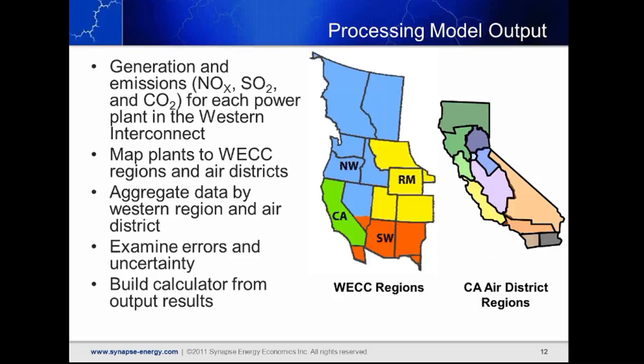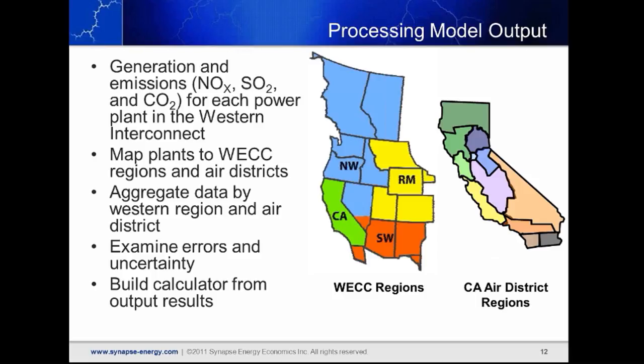The results that end up coming out of this are generation and emissions. We're looking at, in this case, NOx, SO2, and CO2 for each power plant in the Western Interconnect. So that's several thousand power stations, many of which have emissions. And we're mapping all of those plants down to WEC zones and then intimately down to California Air District regions. So for all of those plants that occur within our entire Western Interconnect, they get mapped to either California or one of 3 western zones, the Northwest, the Rocky Mountain Interior West, and the Southwest. And then those plants that fall within California also get mapped into a particular air district region.